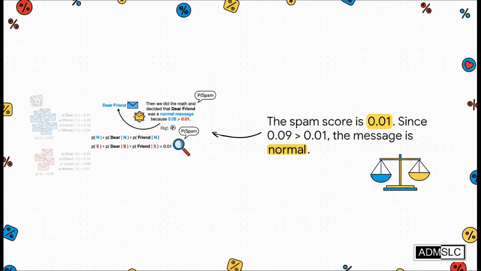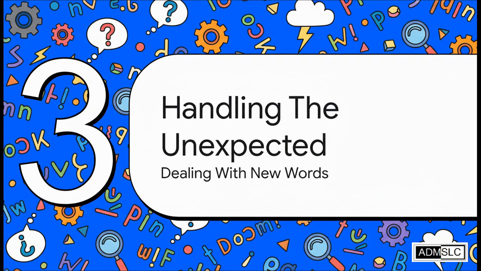Right, but one score isn't enough, is it? We have to do the exact same calculation, but this time for the spam category. So we take the spam prior, multiply it by the spam probability for "dear" and the spam probability for "friend." That gives us a much lower score, just 0.01. The final decision is now incredibly simple. 0.09 is obviously bigger than 0.01, so the algorithm confidently decides the message is normal. And that's it. Okay, that all seems pretty straightforward, right?